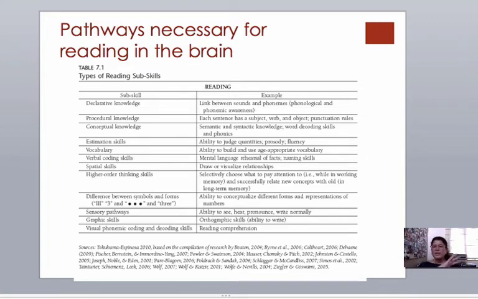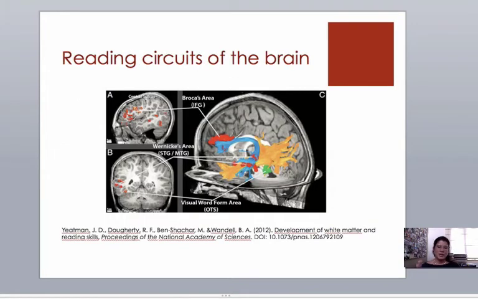So all of these different things combine to make reading incredibly difficult or incredibly complex in the brain, but not nearly as complex as writing. Writing is even one step further. So we know that reading circuits of the brain are highly complex.